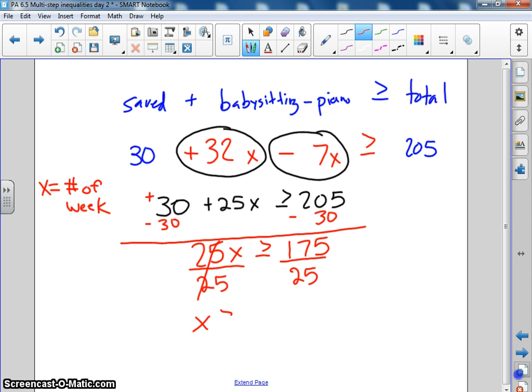X has to be greater than or equal to 7. Because if it was 8, it'd be 200, right? So 7. So that means I have to work at least 7 weeks until I can have enough money to buy my music player.